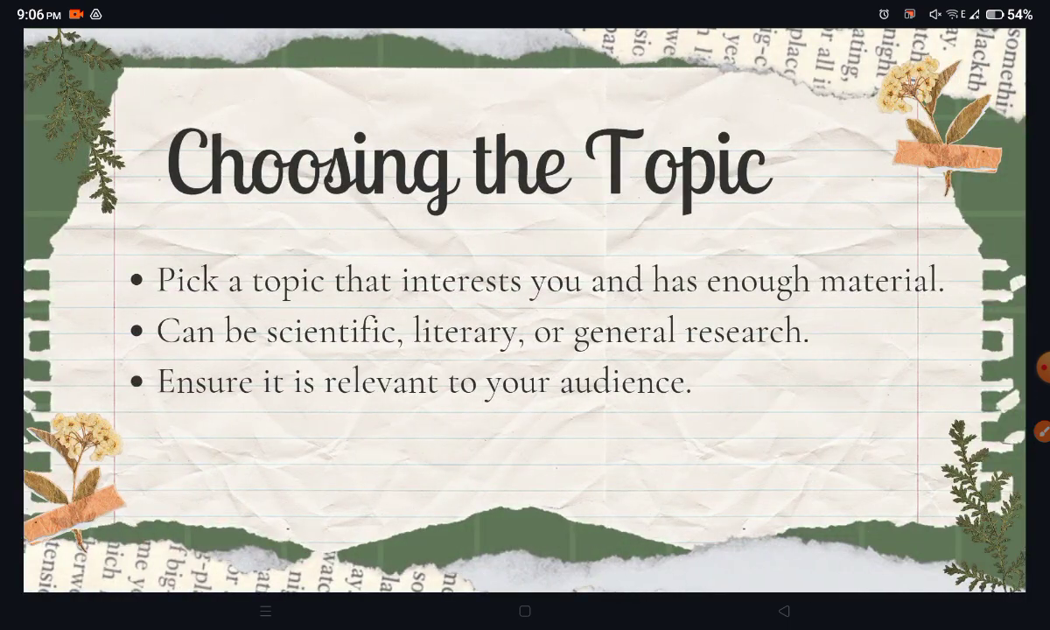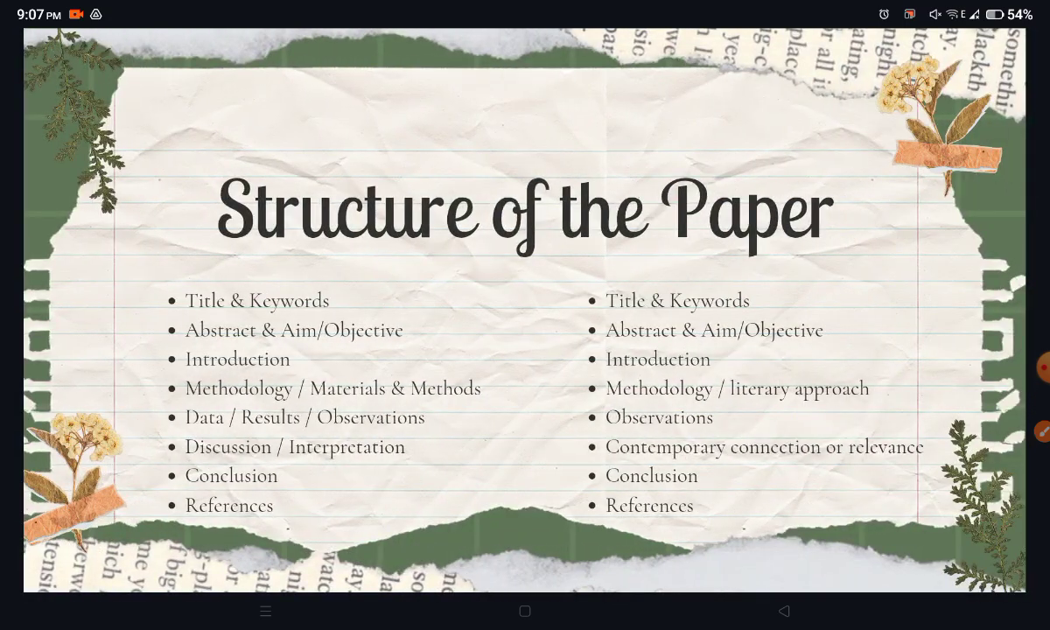The first step is selecting a topic that interests you and is relevant to your audience. For example, I worked on women empowerment in literature, but your topic can be scientific, literary, or general research. Make sure you have enough material to discuss and analyze. Then comes the main part, that is the structure of the paper. A well-structured paper helps you stay organized and confident during the presentation. So here is a step-by-step guide for you.